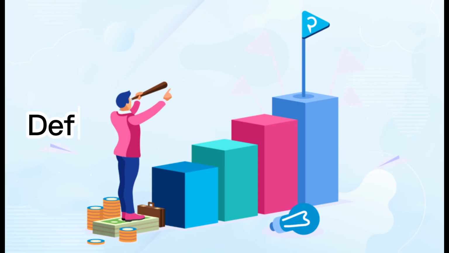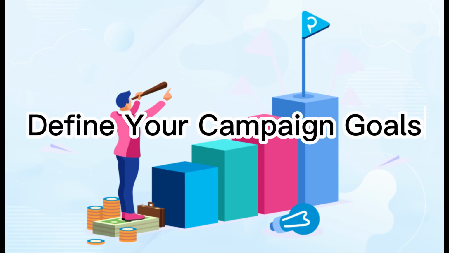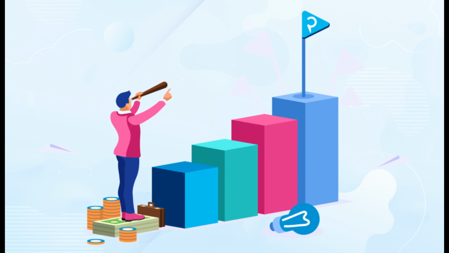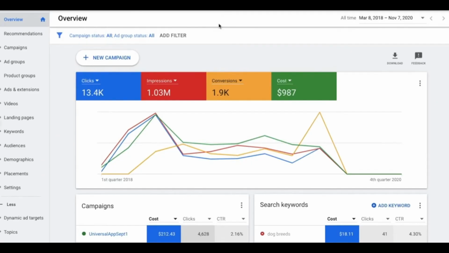Our first step is to define our campaign goals. Before we set up our Google Ads campaign, it is important to define your specific lead nurturing objectives. For example, let's say we run a digital marketing agency and want to generate leads for our SEO services. Our campaign goal would be to drive conversions in the form of qualified leads who are interested in our SEO services.